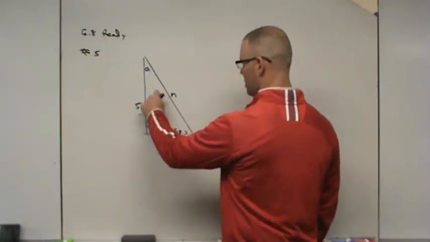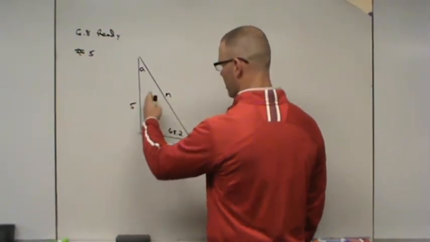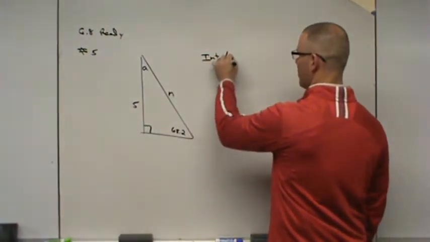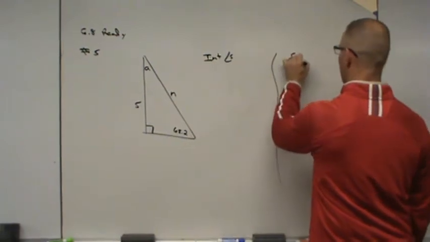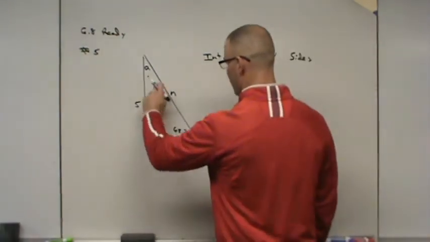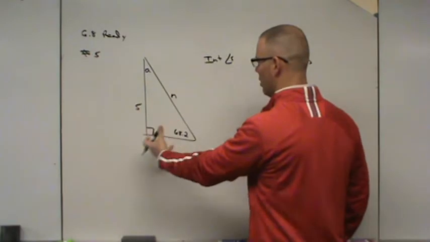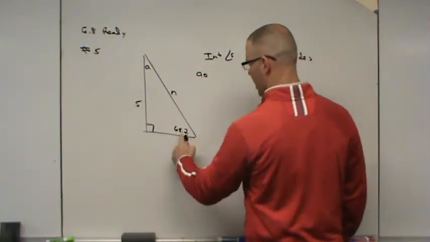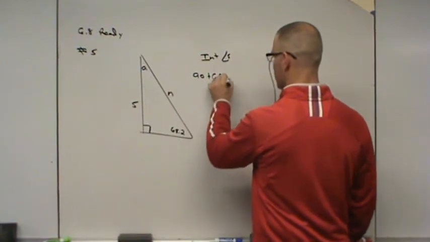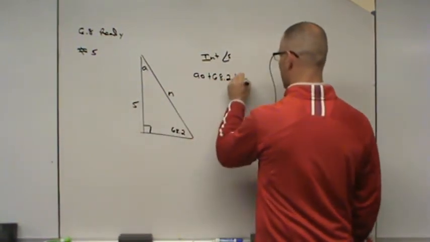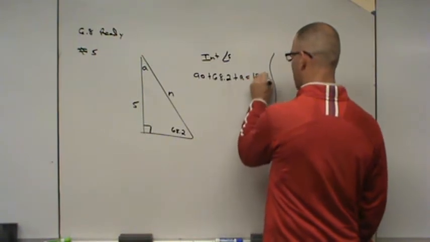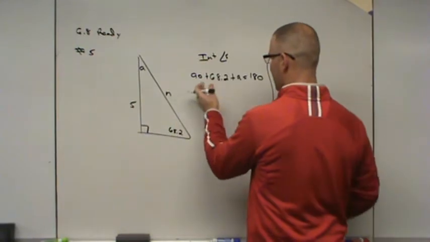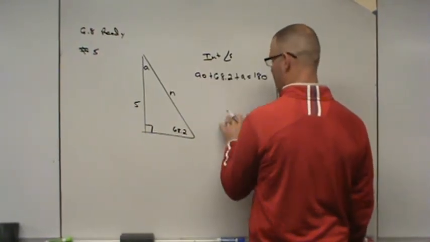Focus on the interior angles first. We need to focus on that, and then we need to focus on sides. So let's talk about interior angles, and then we'll talk about sides. If we focus on the interior angles, we know that all of those angles add up to 180 degrees. So I have one that's 90, I have one that's 68.2, and I have one that's A, so 90 plus 68.2 plus A is equal to 180 degrees. I can go through and add 90 and 68.2 plus A, and I can show my work that way.